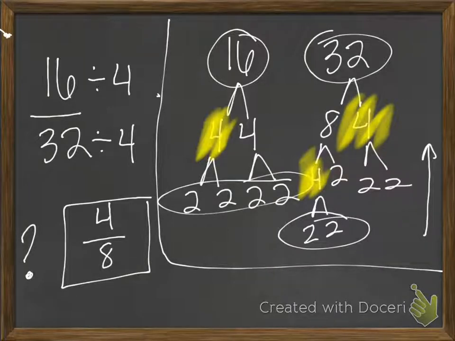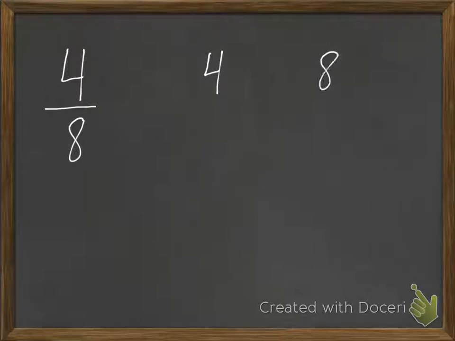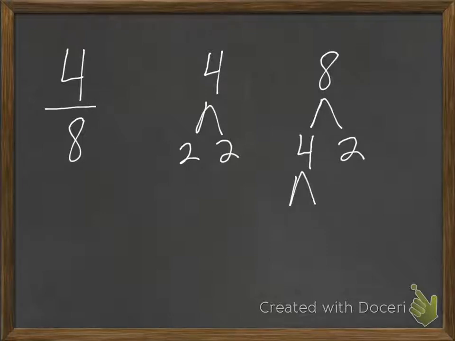You should get 4/8. Well, is 4/8 simplest form? Can 2 still go into both of those? Yes. Well, let's see what else can. So we start with 4/8, and we can do our little factor tree if that helps. We know 2 times 2 is 4, and we know 4 times 2 is 8, and we know 2 times 2 is 4. So we have our factor tree.